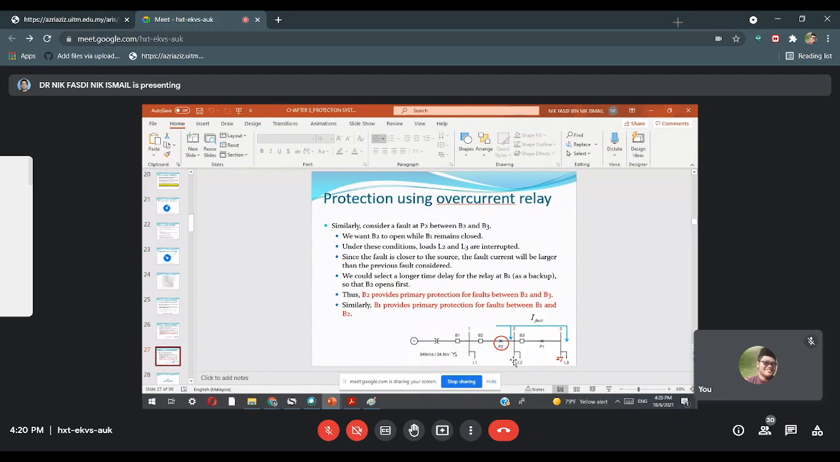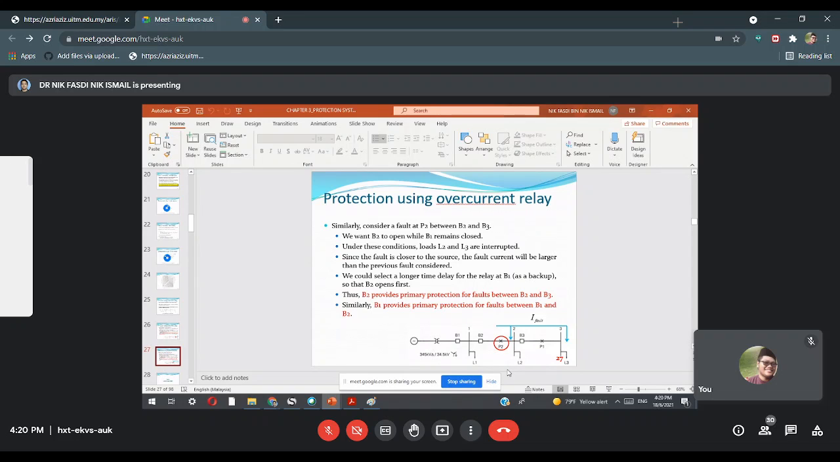Kalau kita open B2, apa akan jadi pada L3 and L2? Siapa boleh jawab? Affected tak? Dia effect. Dia akan effect, confirm akan effect. Because why? Because this is your source. Source current kat sini. Bila di open yang ni, current tak akan flow to the L2 and L3.